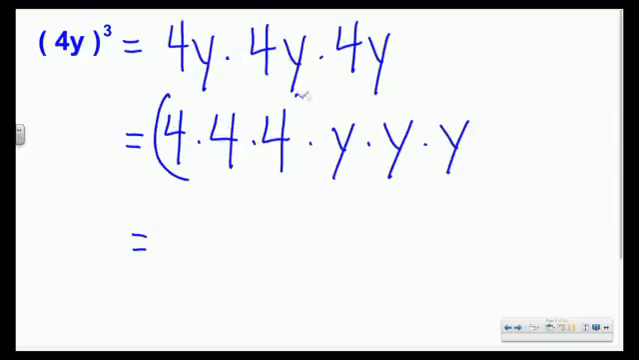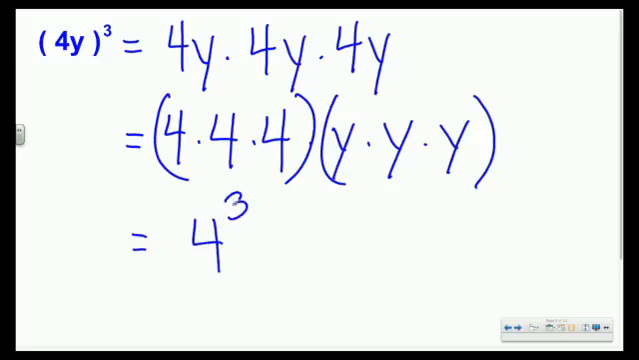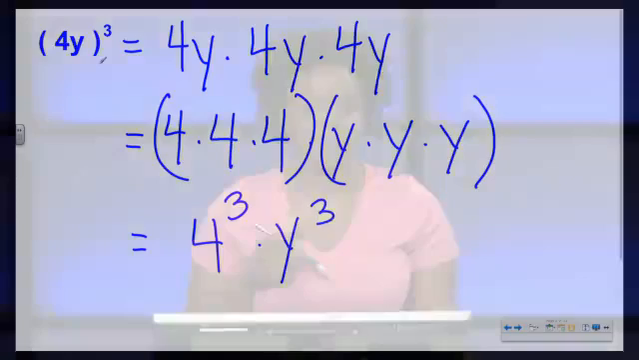I see this part right here. I've got those 3 4s multiplied together. And then here I've got those 3 y's multiplied together. So I could represent that first chunk, that 4 times 4 times 4, as 4 to the third. And I could represent that second chunk, y times y times y, as y to the third. So that means that 4y raised to the third power means the same thing as 4 to the third times y to the third, right? Okay, keep that in mind and keep going with me. Do this a few more times.